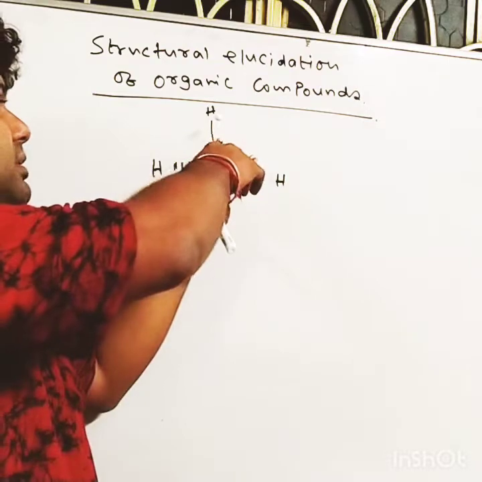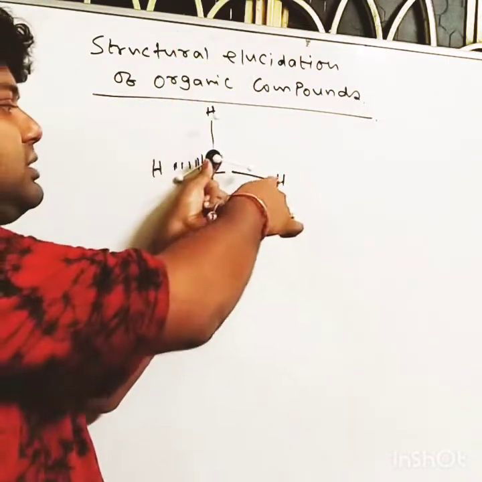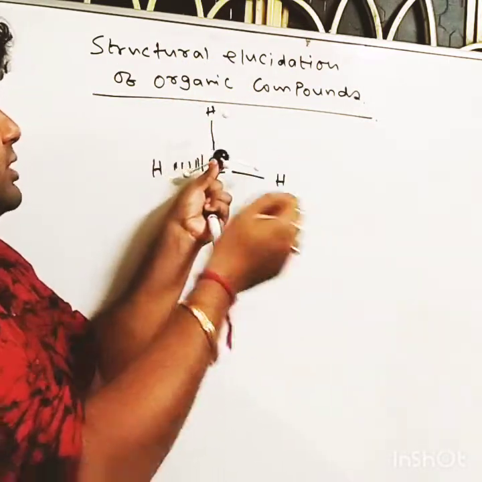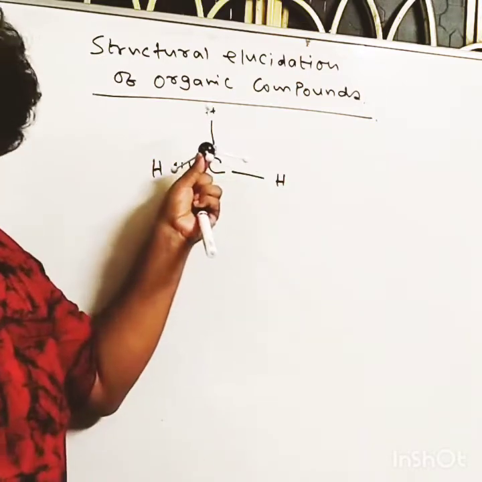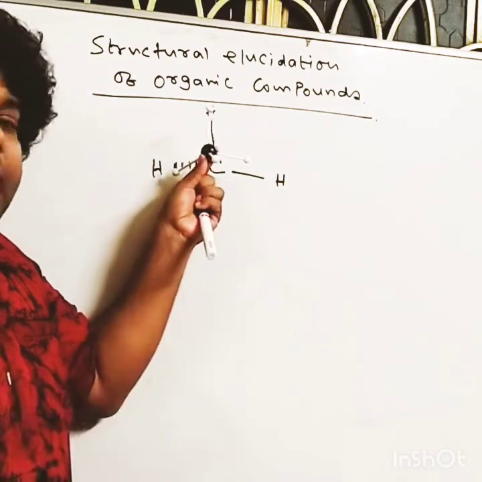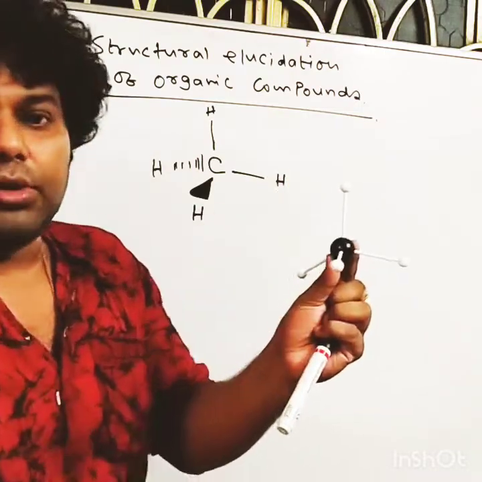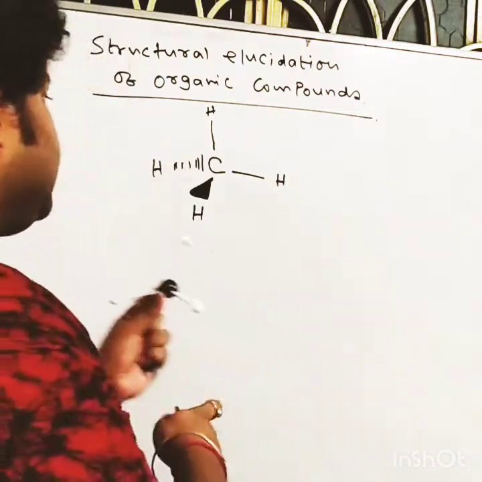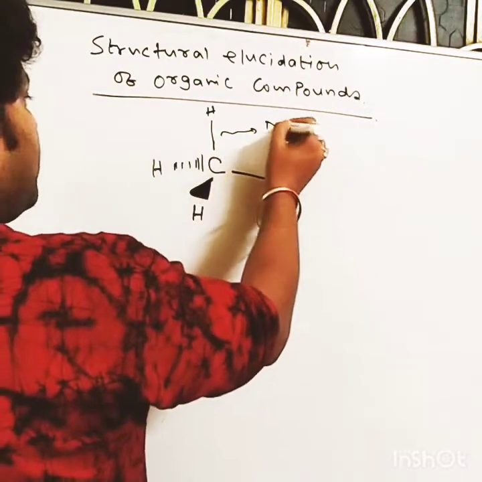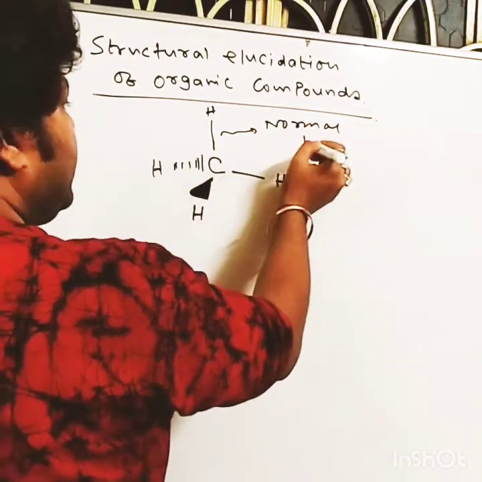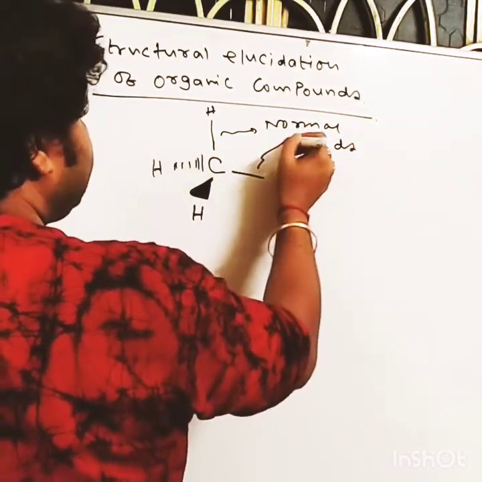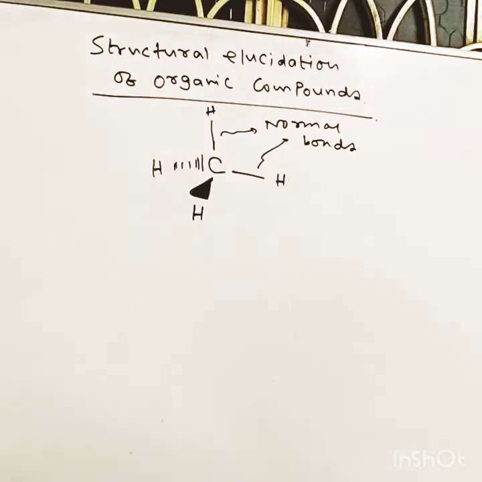So this carbon has this hydrogen here, this hydrogen on this side, this hydrogen is coming towards you, and this hydrogen is going away from you, behind the plane. So these bonds are called the normal bonds on the plane. I can call these bonds the normal bonds. Why are we calling it a normal bond? Because we are representing it normally.